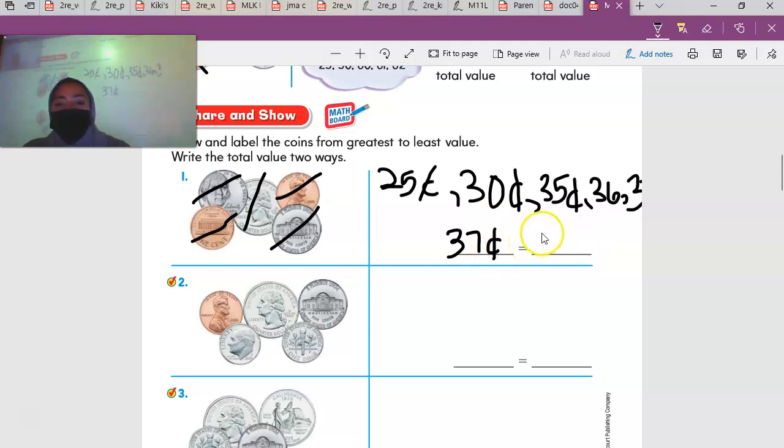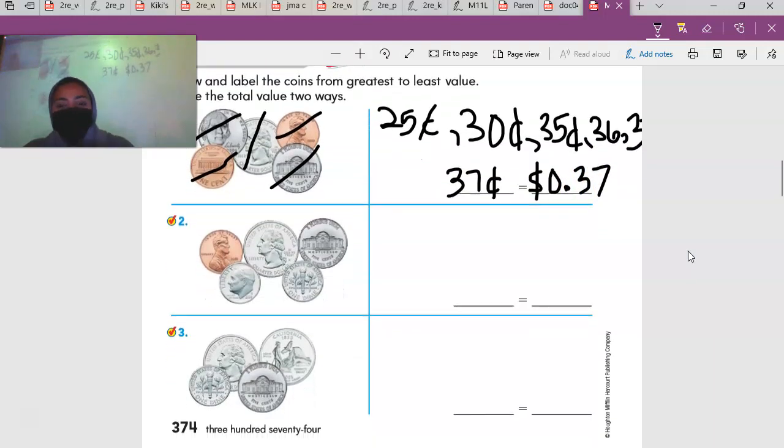Or it can be written with a dollar sign, $0, decimal 37. Now you have to write it both ways. You don't get the option to write it this way or that way. That's wrong. You have to write it both ways.